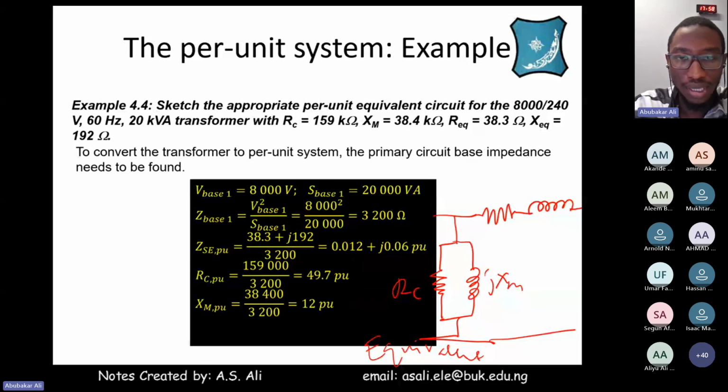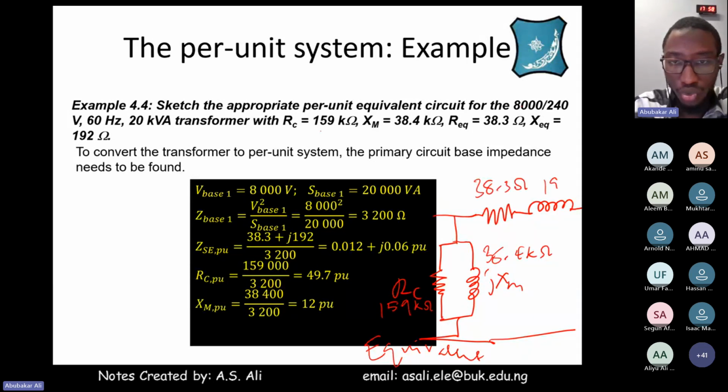So what they are telling you is that RC is 159 kilo ohms, this is 38.4 kilo ohms, this is 38.3 ohms, and this is 192 ohms. This is what we know. But we want to convert these values to per unit so that our calculations and analysis become easier.